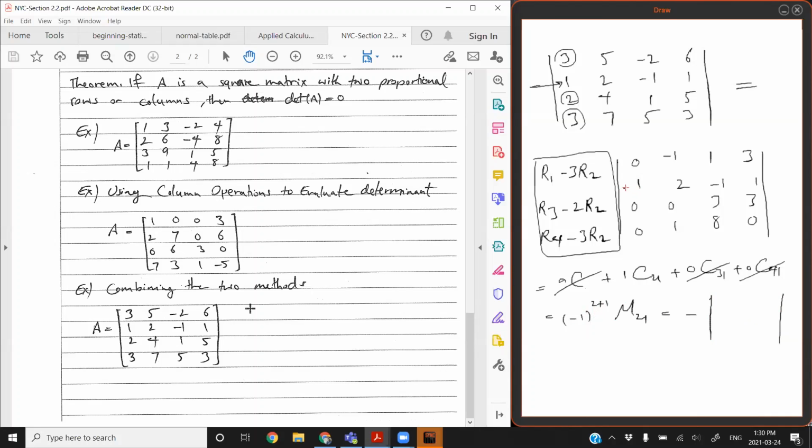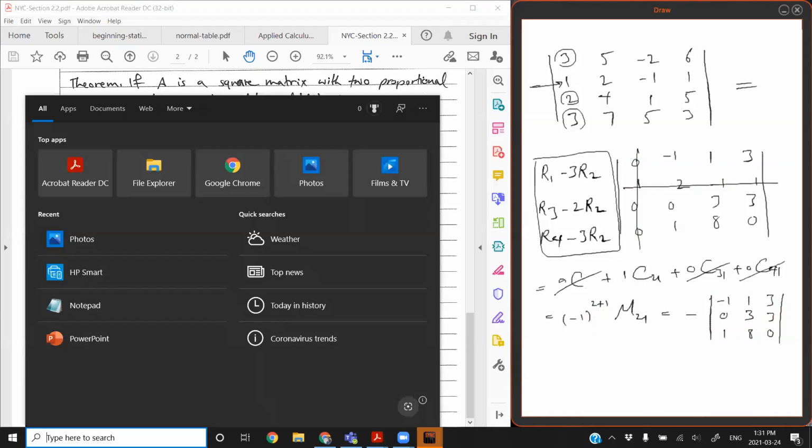Now, if I get rid of this row and this column, I get the minor: minus 1, 1, 3, 0, 3, 3, 1, 8, 0. And to make things even more exciting, I'm going to use the arrow technique to calculate that.